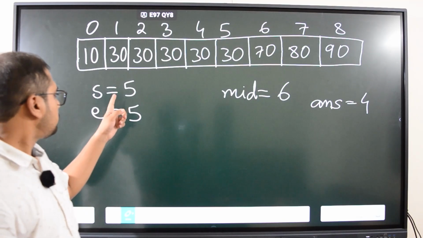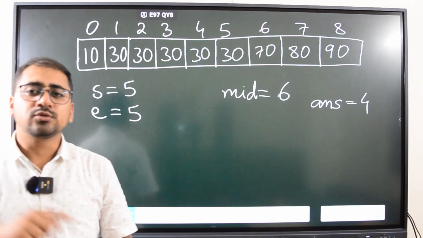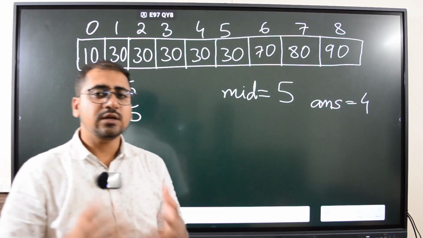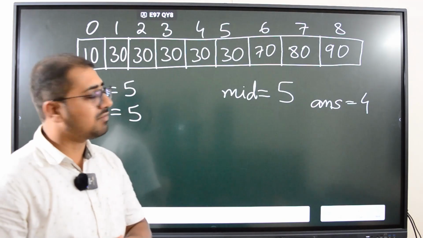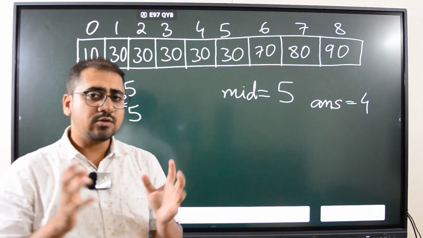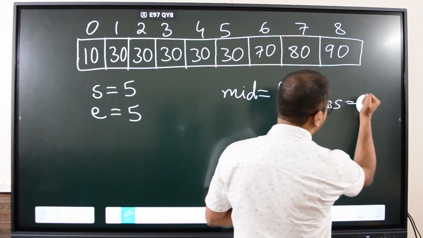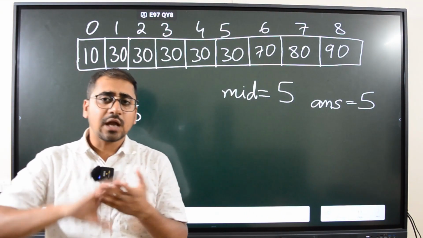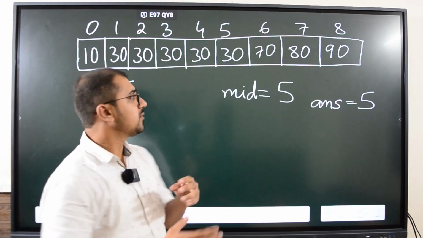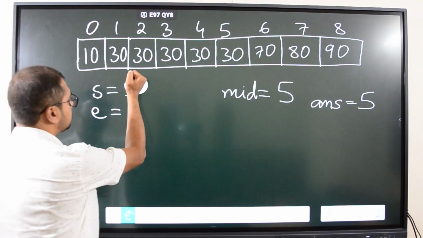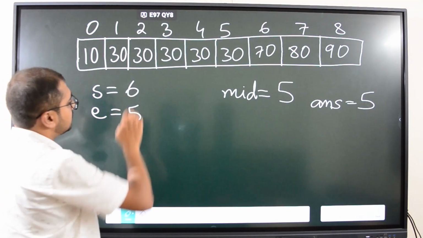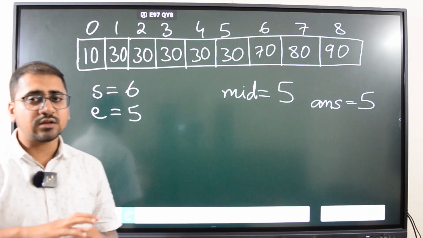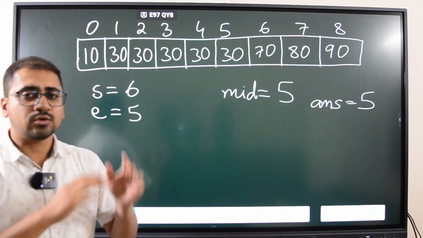Now start and end are both 5, so the mid is also 5. At index 5 we have the value 30. The value is found again, so the answer changes to 5. It is possible that the last occurrence is on the right side again, so the start index changes to mid plus 1, which is 6. Now if we continue the operations, we can see the start index is more than the end index, so it is over.